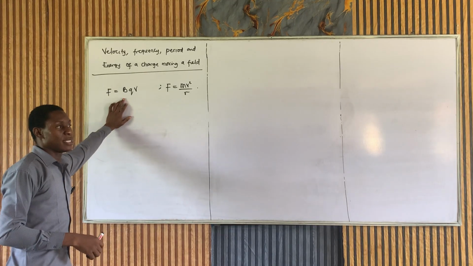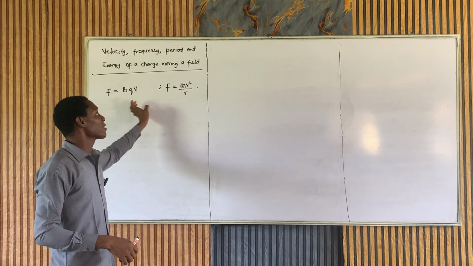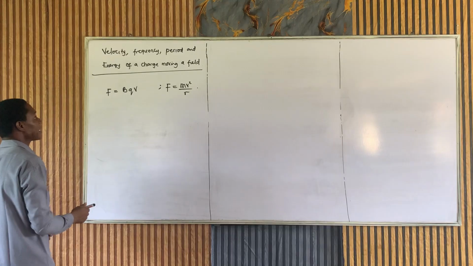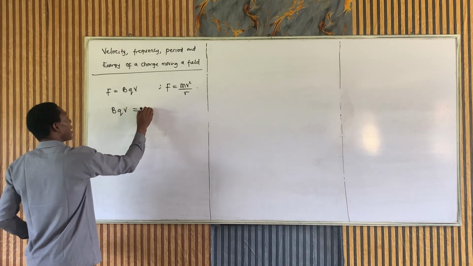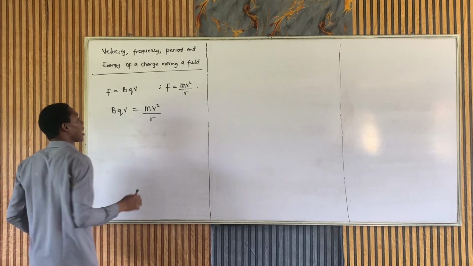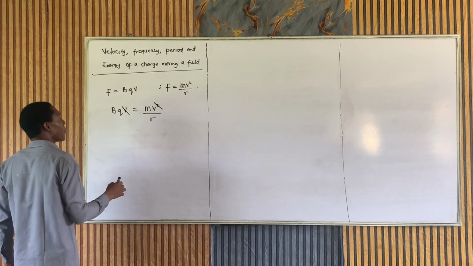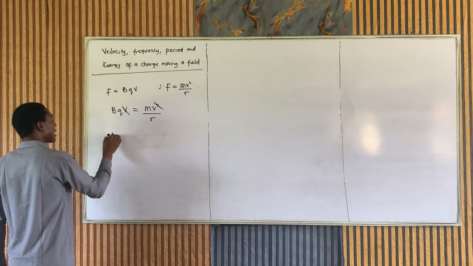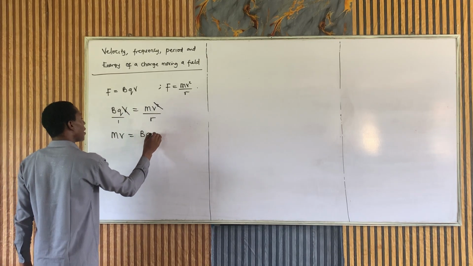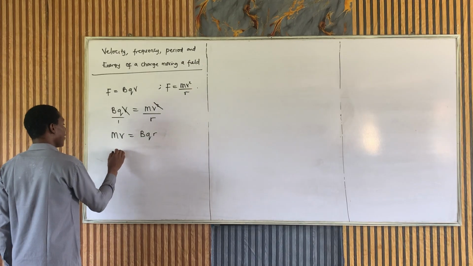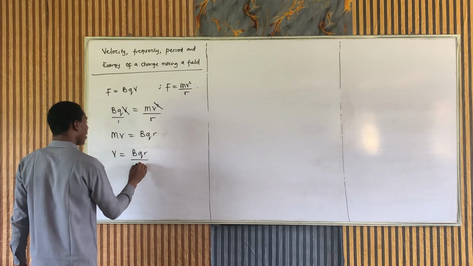And this is the force that helps to keep it moving in a circular path, and that's equal to this. So it is the exerting force that makes it move in a circular manner. We can equate these two, and that will be BQV equal to mv squared over r. Well, we can eliminate one of the v's here. Then if you cross multiply, we have mv equal to BQR. And then we can see that the velocity can be obtained by the equation v = BQR over m.